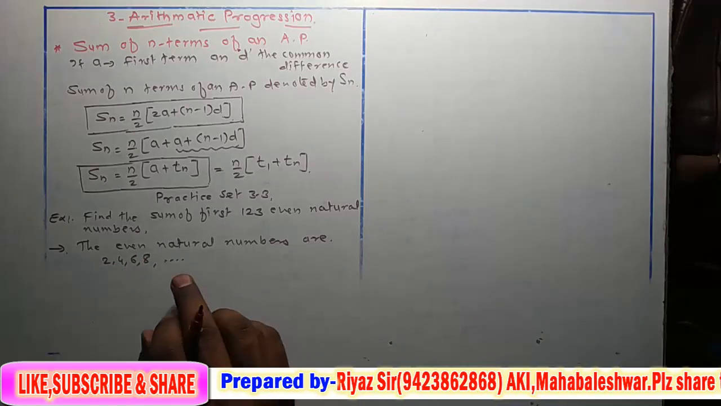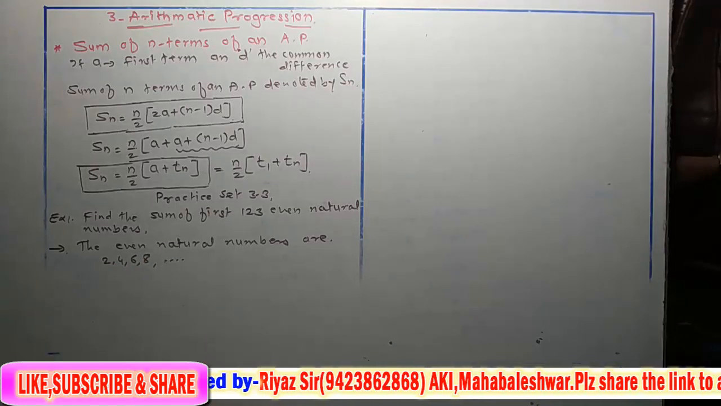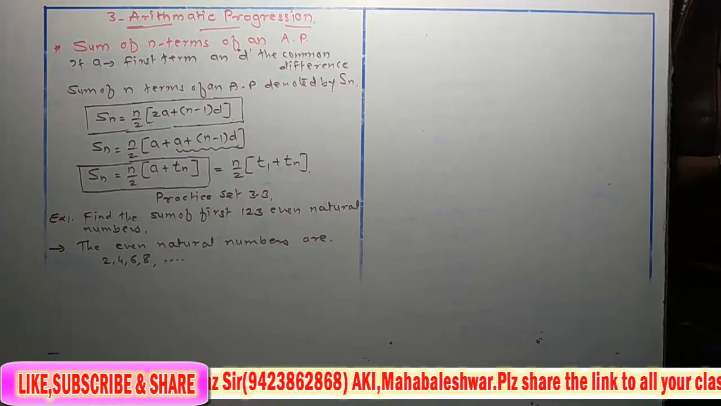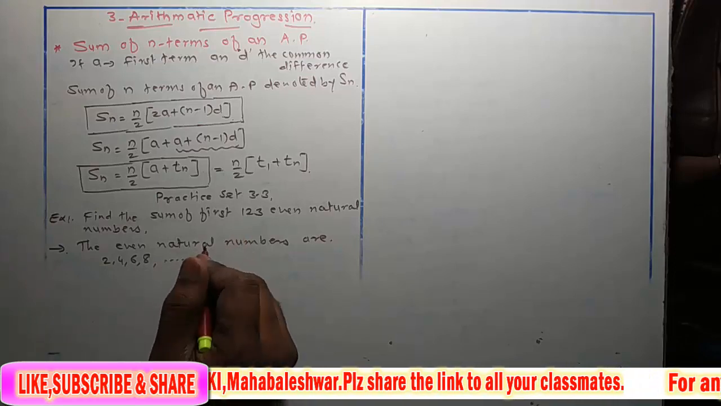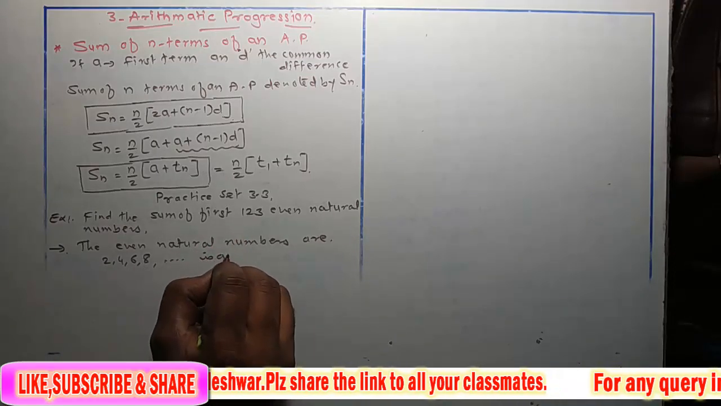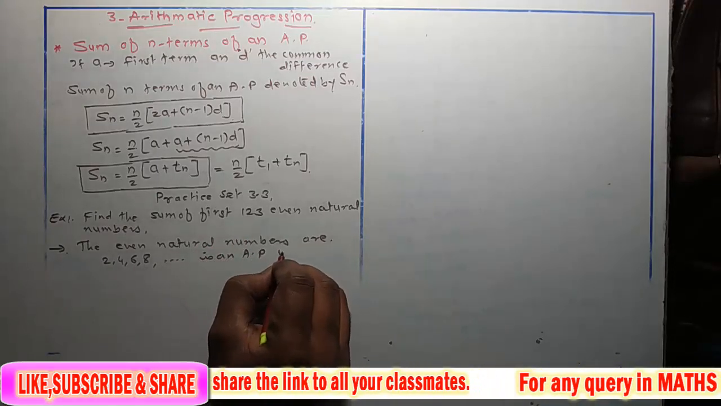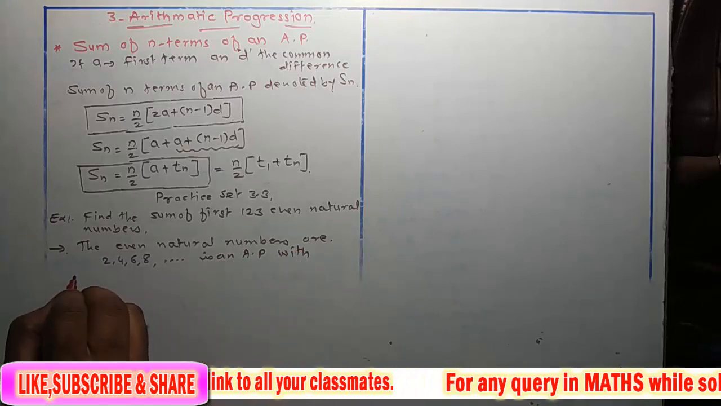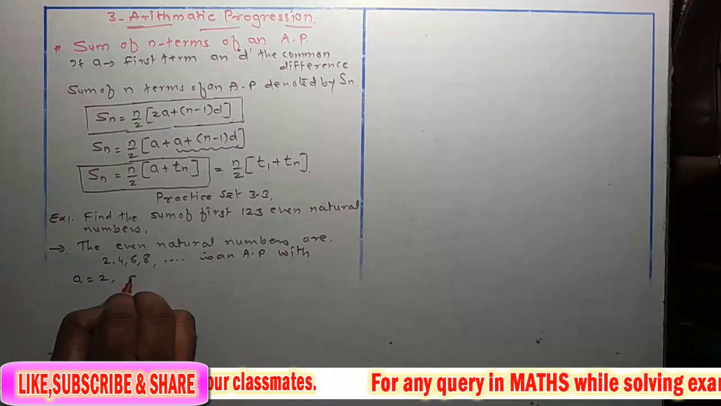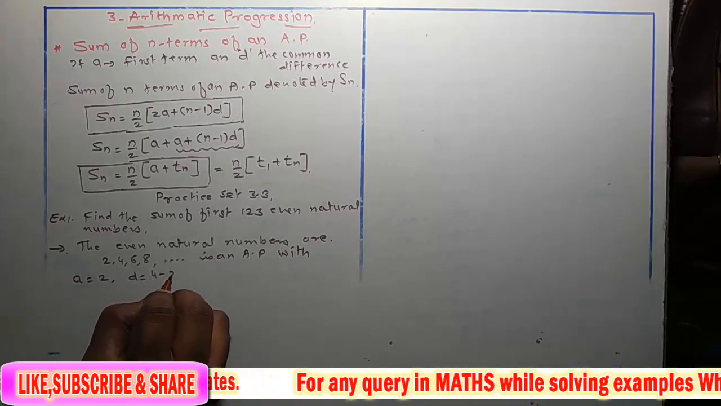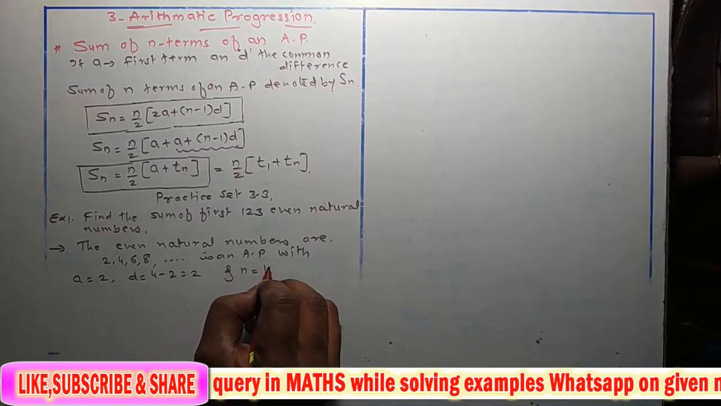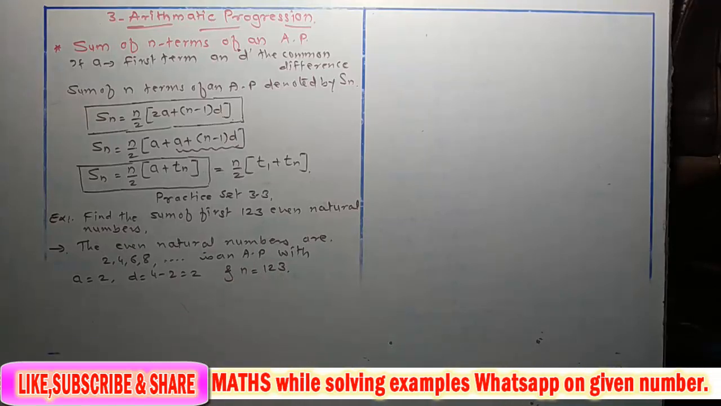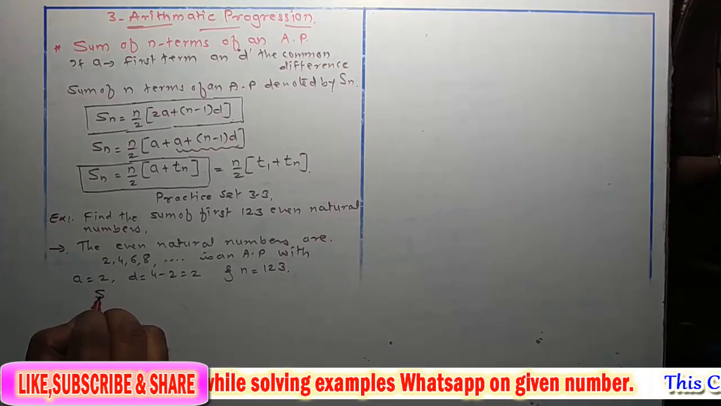We don't know what the 123rd term will be. This is the first, this is the second, this is the third, this is the fourth. Now this is an AP with a is equal to 2, d is equal to 4 minus 2, that is equal to 2, and n is equal to, how many numbers are there in total? 123 numbers are there.